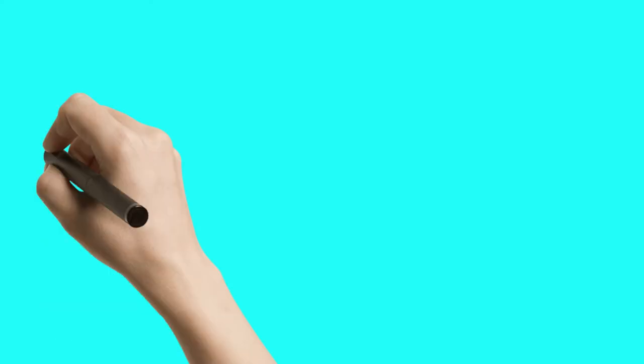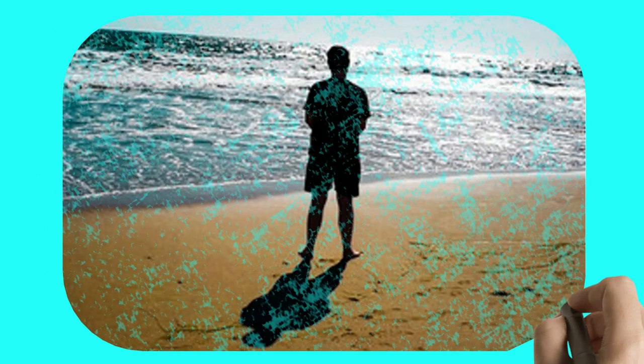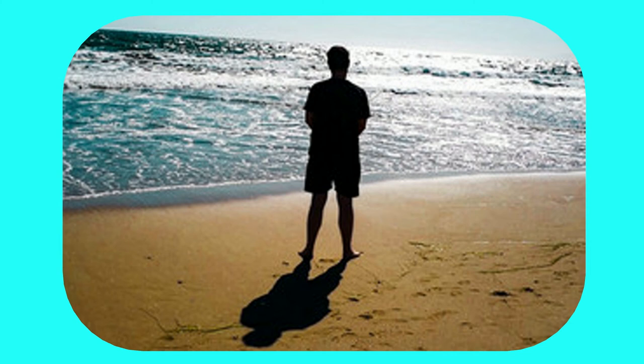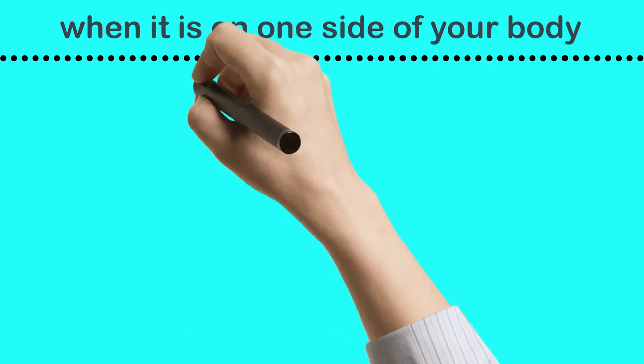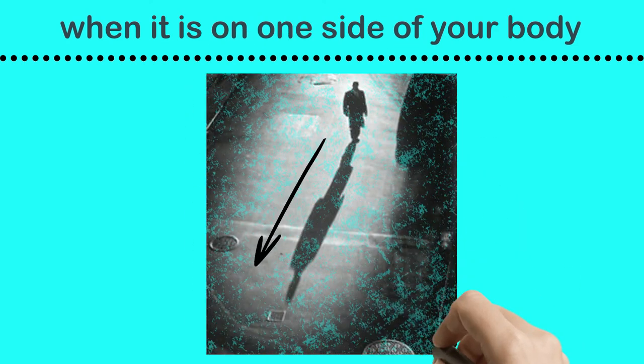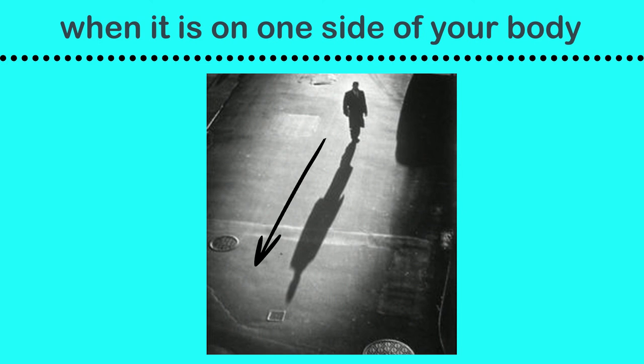This happens because when the sun is above your head, its light hits most parts of the ground and very little part of you blocks its path. So the shadow is short. But when it is on one side of you, your body blocks a bigger part of light from reaching the ground.